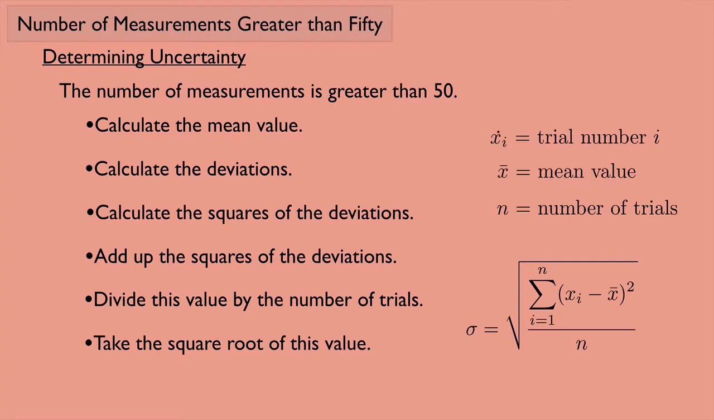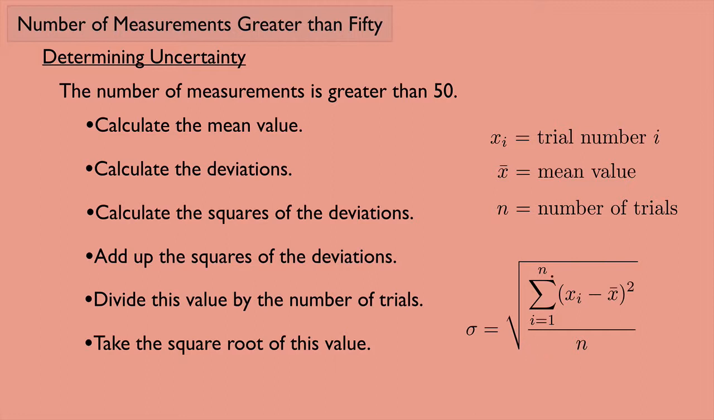So this x sub i, that's the trial number i. So x sub 3 would be trial number 3, the third measurement. X bar, that's the mean value, and n is the number of trials. And so we get this formula right here, and you may have seen this before. This is the formula for the standard deviation.